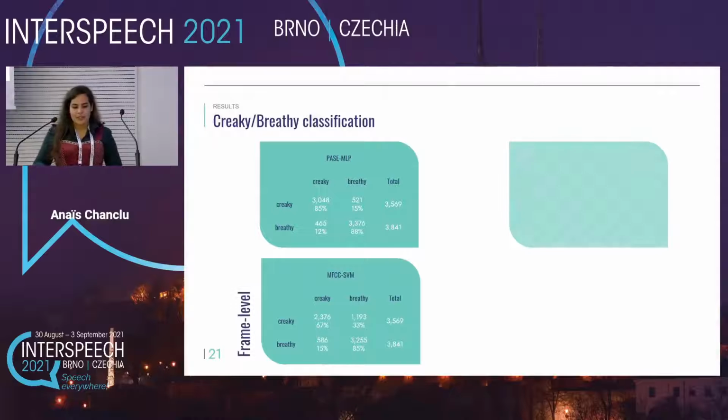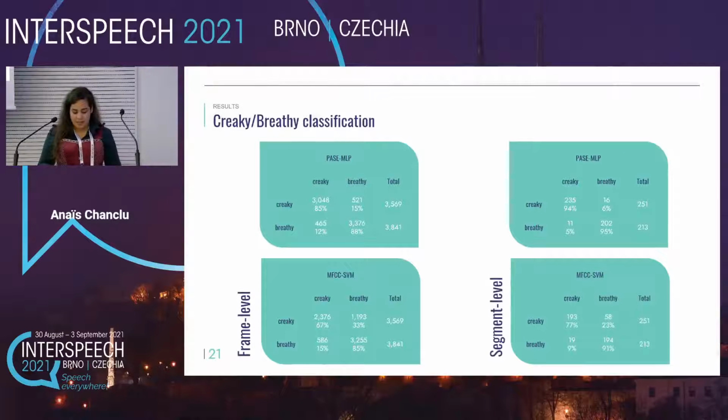Now, if we look at the creaky breathy classification, the baseline system has a good recognition rate for breathy frames, with 85% of good classification, but it shows a clear weakness for the creaky frames with only 67% of good recognition. Our PACE MLP approach outperformed the baseline with 85% of good classification for the creaky frames and 88% of good recognition for the breathy frames. This favors the cascade architecture.